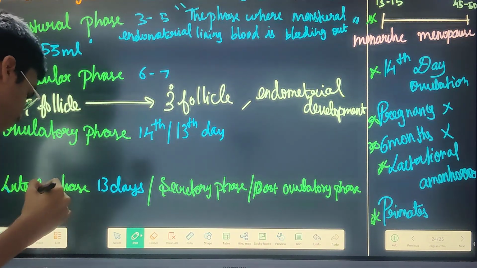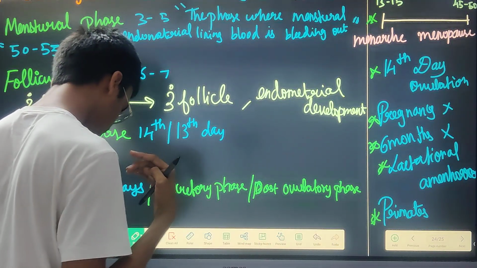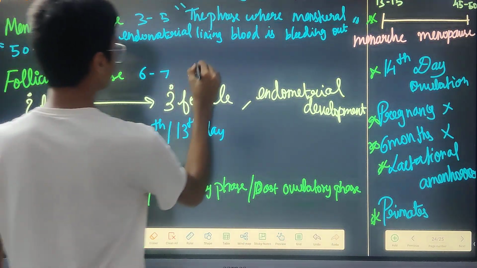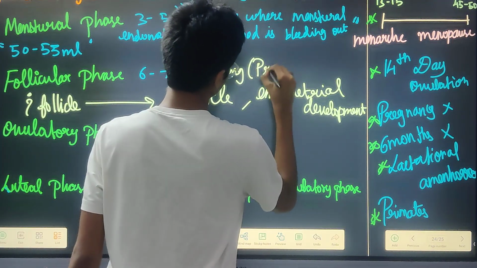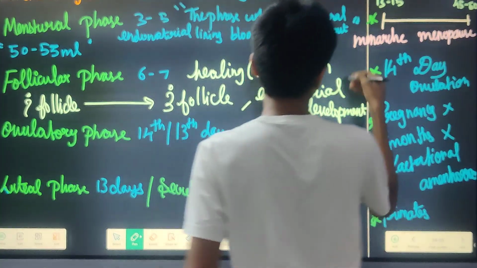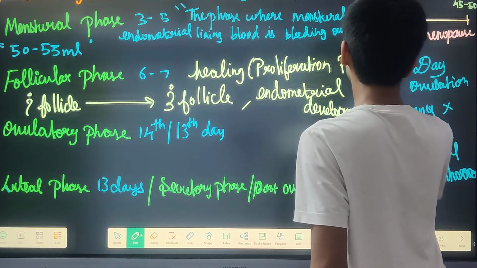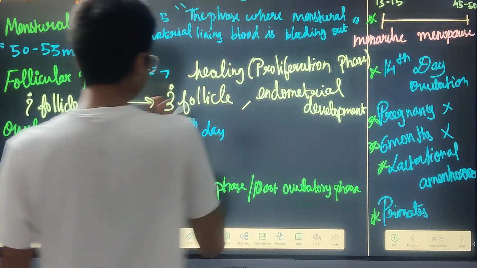Other than this, there is also the proliferation phase. Proliferation phase means healing, so it will be healed from the wounds.